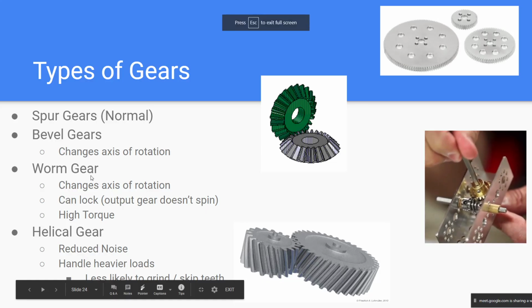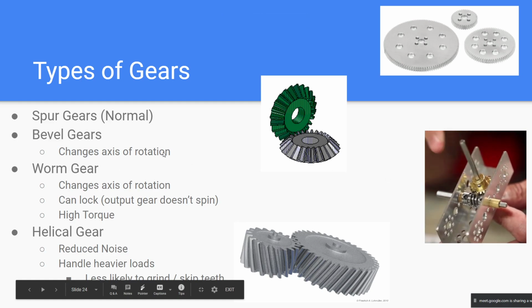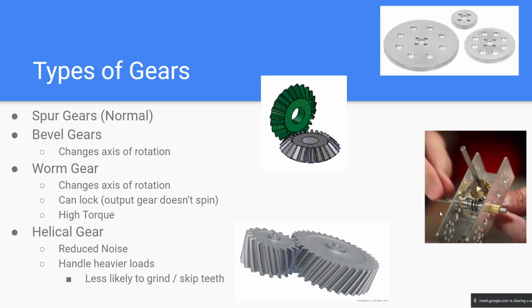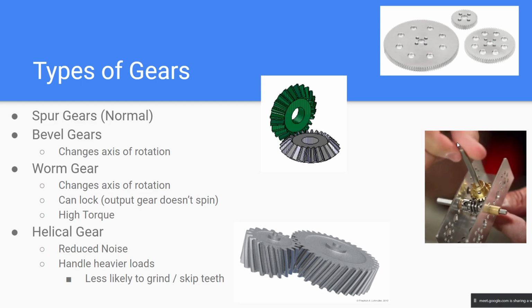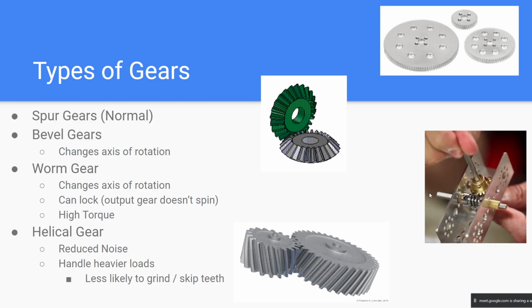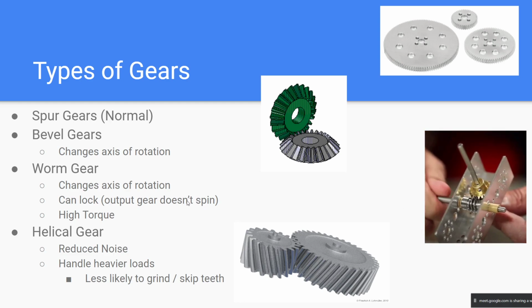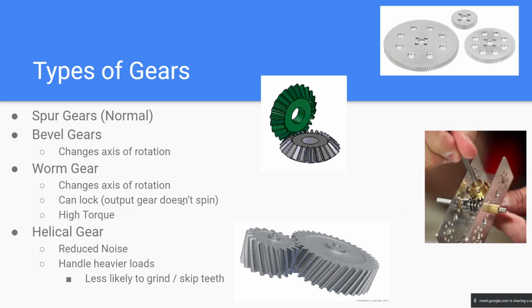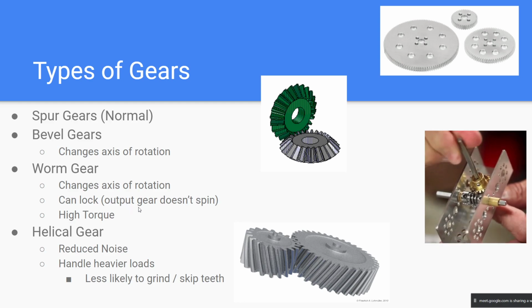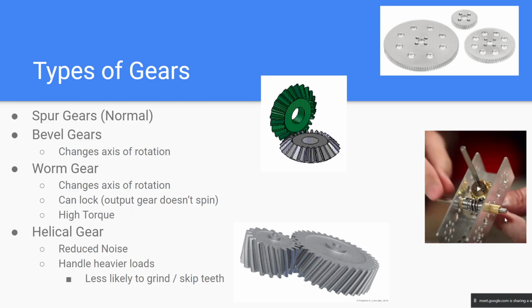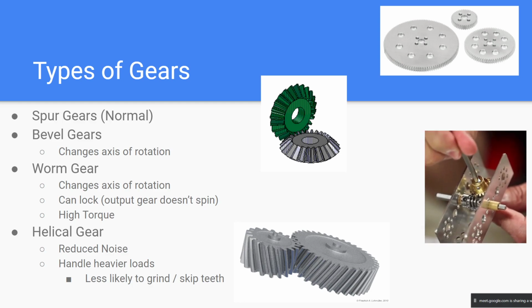Okay, worm gears. Now worm gears are a lot like the bevel gear. It does the same thing: the axis of rotation is switched. However, there's a difference. It can lock. What locking means is that the output gear doesn't spin. This video actually shows it happening. He's trying to spin this one, but it doesn't work.